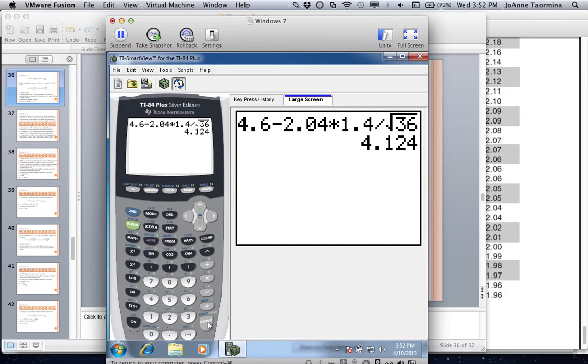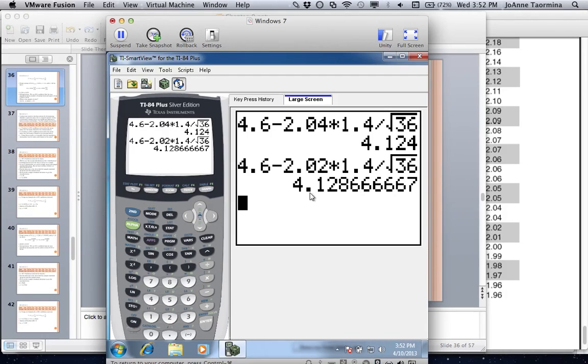And look what happens if, instead of 2.04, I use 2.02. We get 4.129 if I rounded to 3 places, or 4.1287 if I rounded to 4 places. If you compare these two values, this one, 4.124, is smaller. So the confidence interval left side boundary is smaller here than it is here. This is the more conservative estimate, and that's the one we're going to go with. So that's why we pick the 2.04.